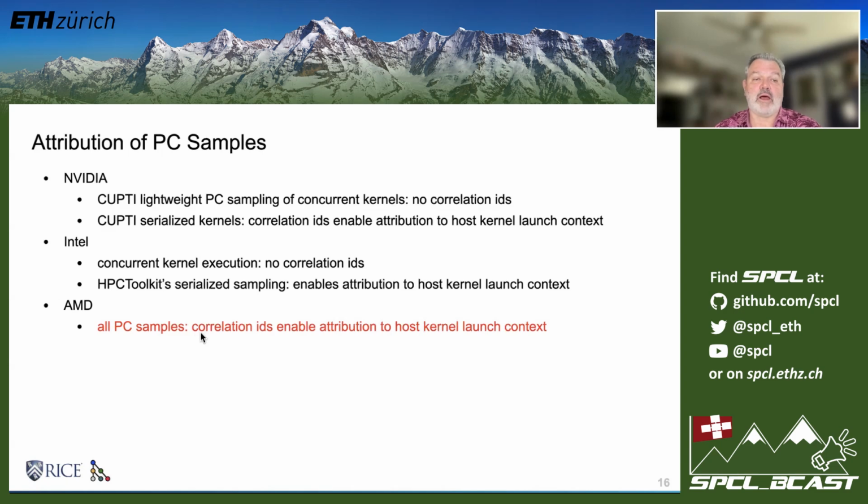And then finally with AMD, we had a deep engagement, and in fact, they added support so that for all PC samples, even when we're concurrently executing kernels, we have correlation IDs that enable attribution back to the host kernel launch context. This was kind of a big deal because there was some significant software implementation inside their GPUs to provide this capability, and they provided it at our request. And so now that we convinced AMD to do it, we want to shame Intel and NVIDIA into doing it as well.